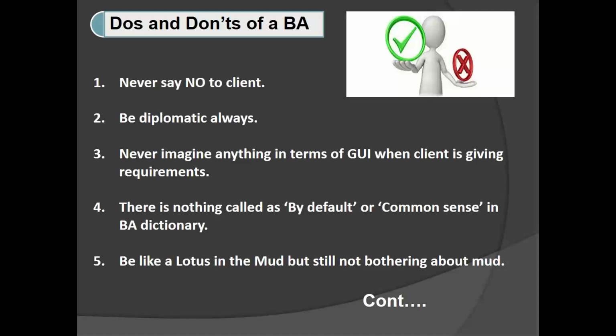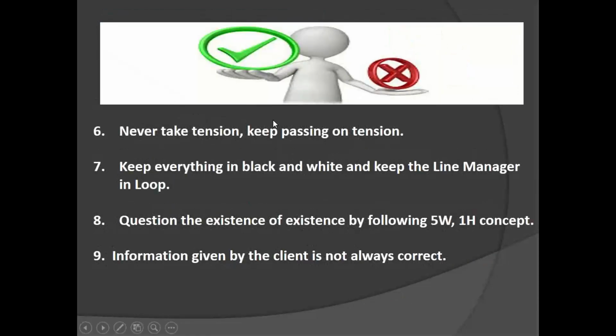So what I mean to say is you need to maintain only a professional relationship with your colleagues. You should not involve in personal relationships. Professionally, you should be friendly. You should not discuss any personal things with them. If you discuss, then they will take liberty and they will not listen to you. Okay. Then the next one is never take tension, keep passing on tension. So as a BA, you are not going to take any kind of tension. You should keep on passing tension.